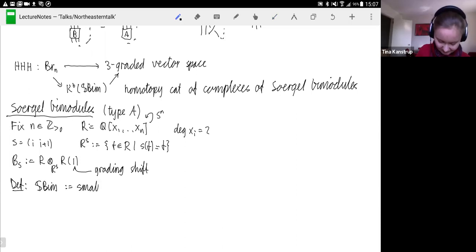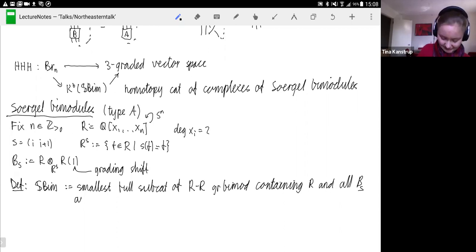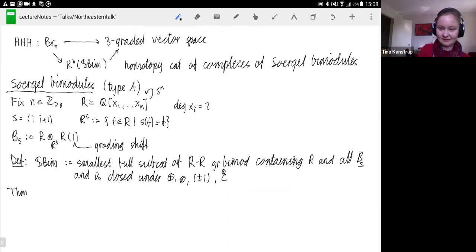So, the smallest full subcategory of graded R-bimodules containing R and all of my B_s for any simple reflection, and closed under taking direct products, tensor products, grading shifts, and direct summands. And the reason this category is interesting is a theorem by Soergel saying that it categorifies the finite Hecke algebra.